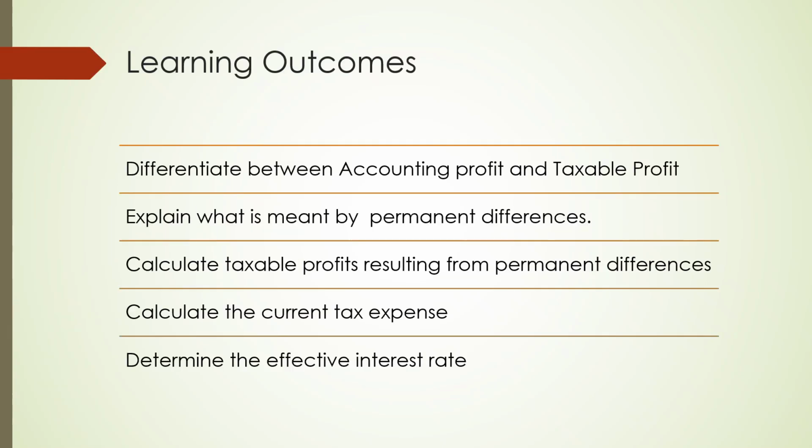By the end of this unit, you should be able to differentiate between accounting profit and taxable profit. Explain what is meant by permanent difference. Calculate taxable profits resulting from permanent differences. Calculate the current tax expense, as well as determine the effective interest rate.